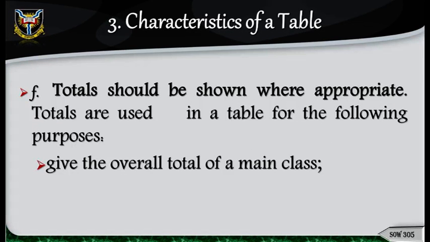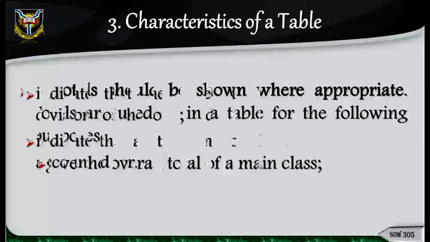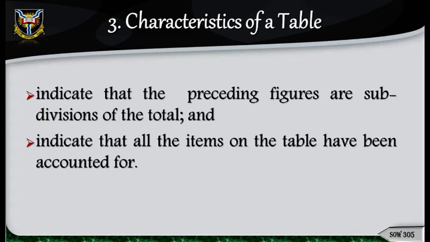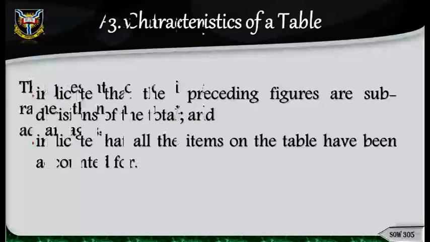F. Totals should be shown where appropriate. Totals are used in a table for the following purposes. 1. Give the overall total of a main class. 2. Indicate that the preceding figures are subdivisions of the total. And 3. Indicate that all the items on the table have been accounted for.